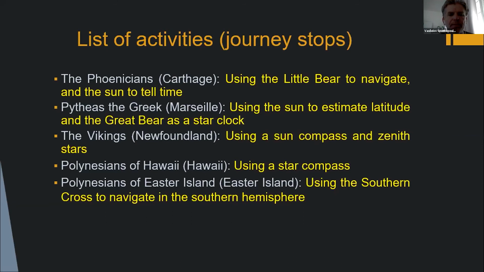The final stop with related activities is Easter Island. This is part of the so-called Polynesian Triangle: Hawaii, Easter Island, and New Zealand. This is where we finish our journey. And Easter Island is in the southern hemisphere, and of course there we need to use different methods. We can't use Polaris, for example, to navigate. We learn how to use the Southern Cross to find true south.